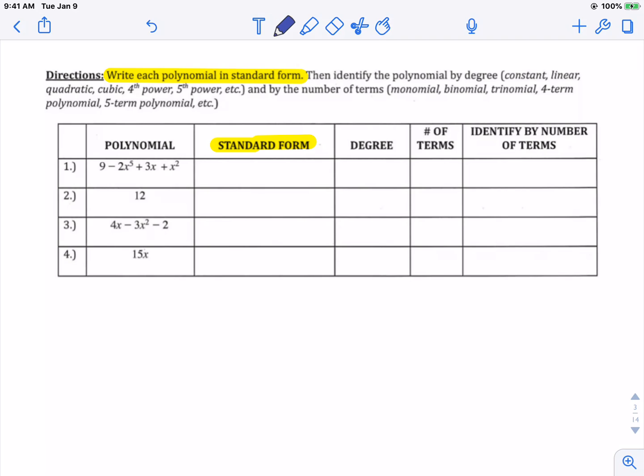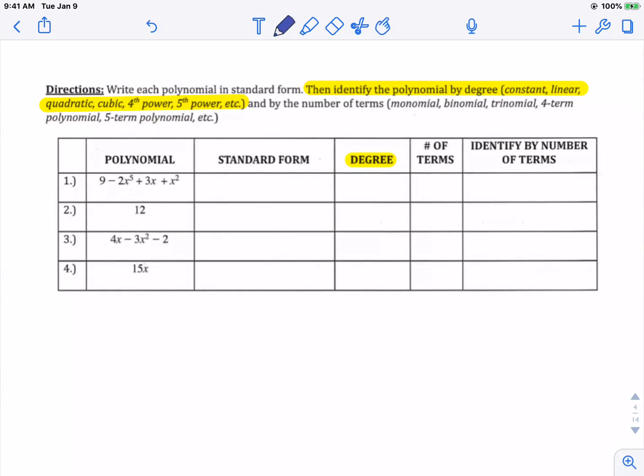So in number 1, what that would look like is your first term would need to be the highest degree term, which is the negative 2x to the 5th term, followed by, so I'd already have taken care of that one, followed by a positive x squared term, a positive 3x term, and a positive 9. Keeping in mind that the sign in front tells us the sign on the value, not the sign after it. Why don't you pause and get all of yours into standard form.